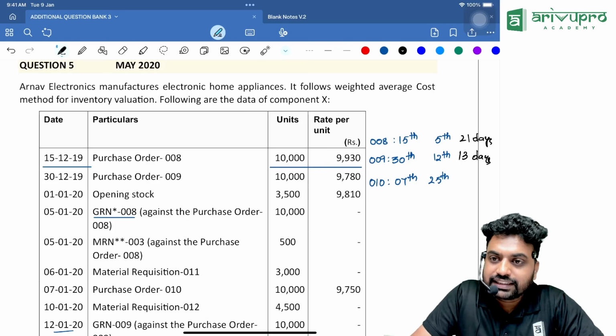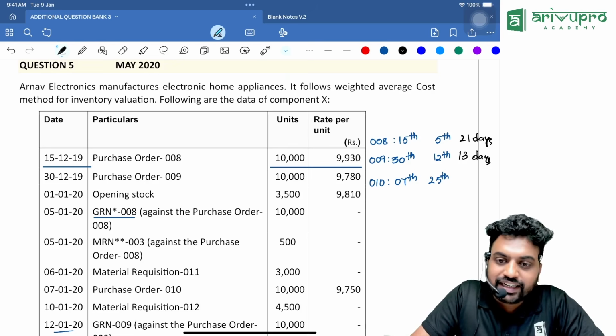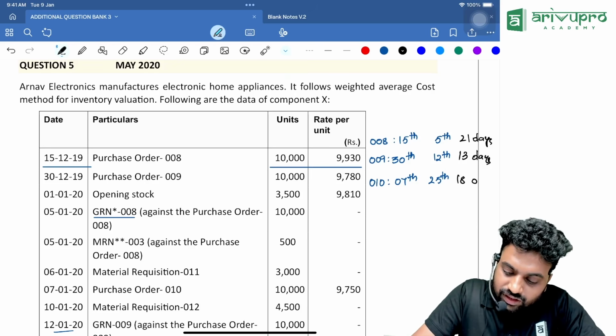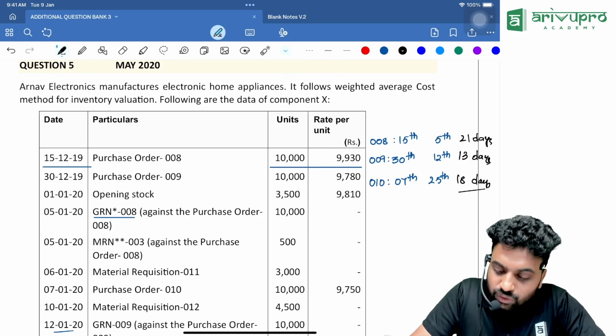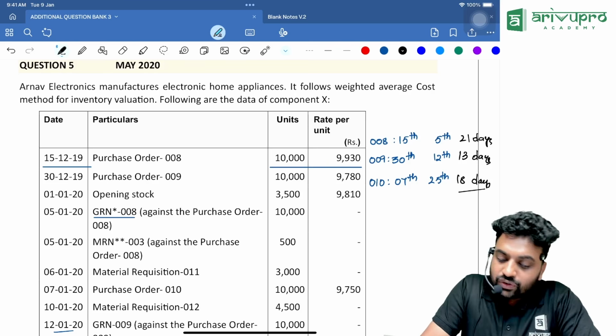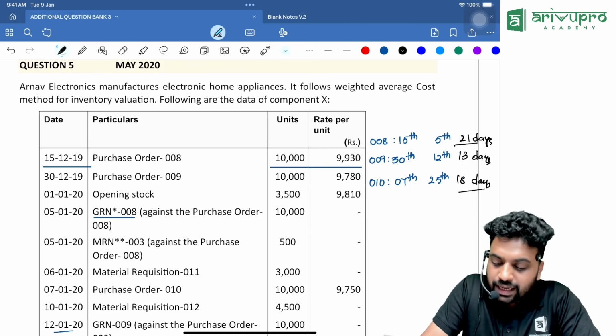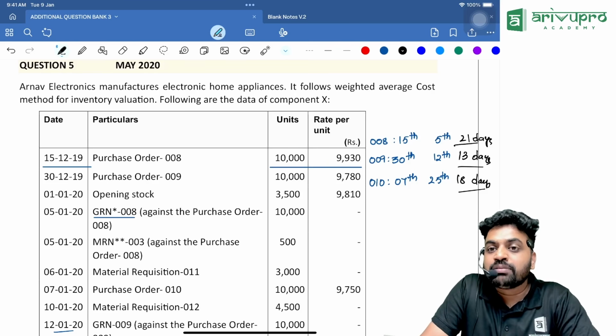13 days. 7th to 25th. That is 8, 9, 10: 3 days plus 15 days, 18 days. Correct? Now seeing this, I can tell that 21 days is the maximum lead time. 13 days is the minimum lead time.